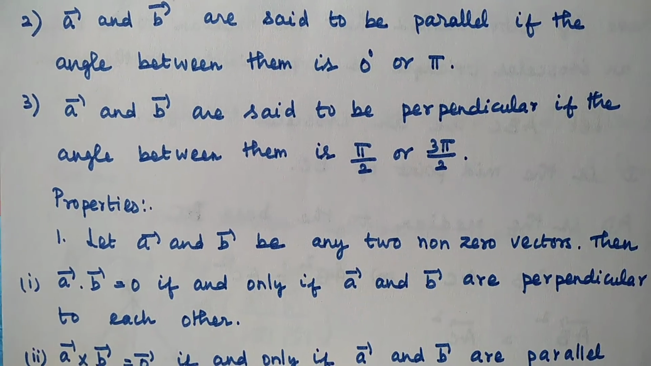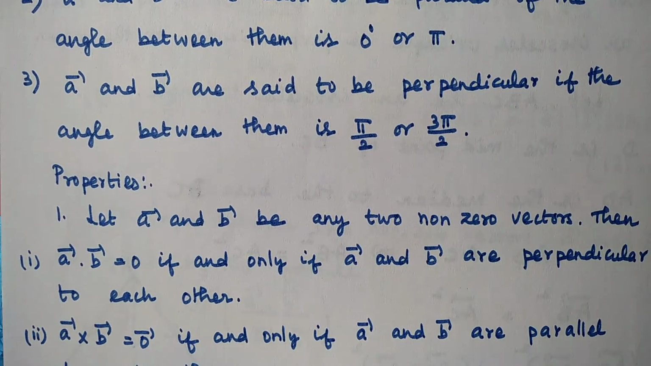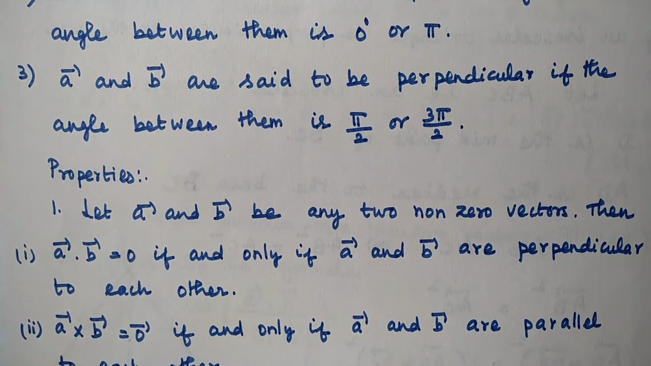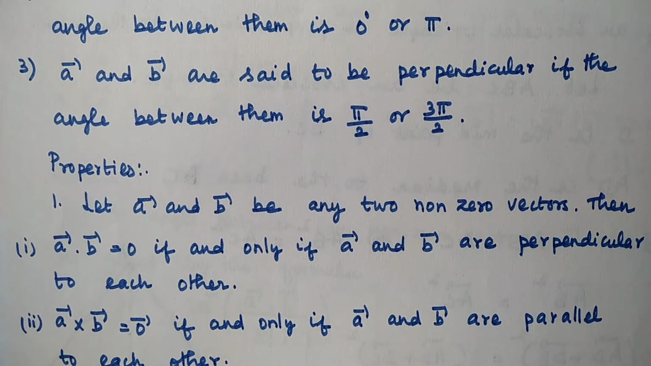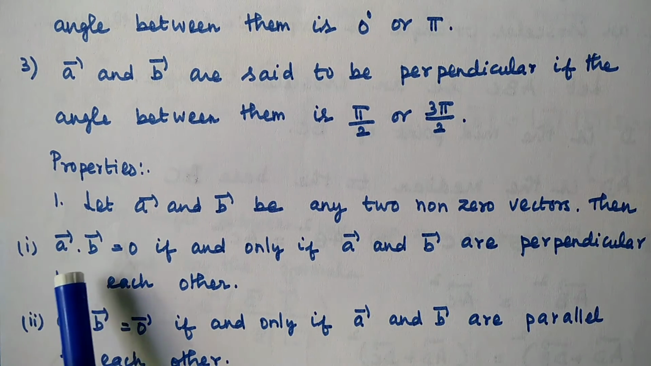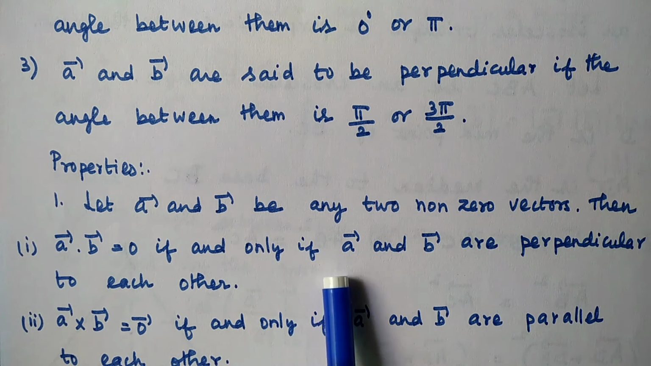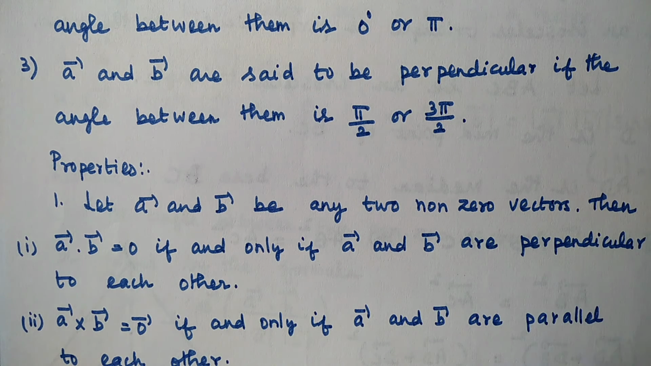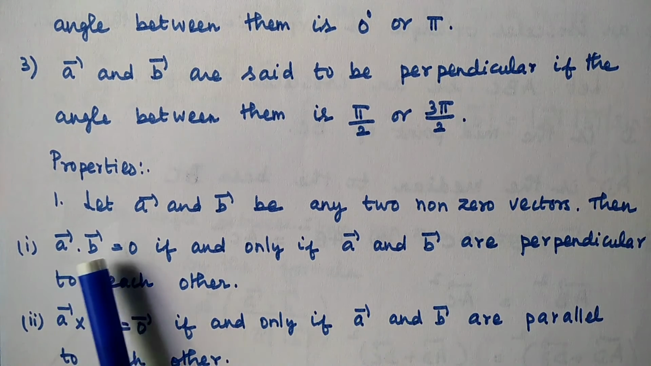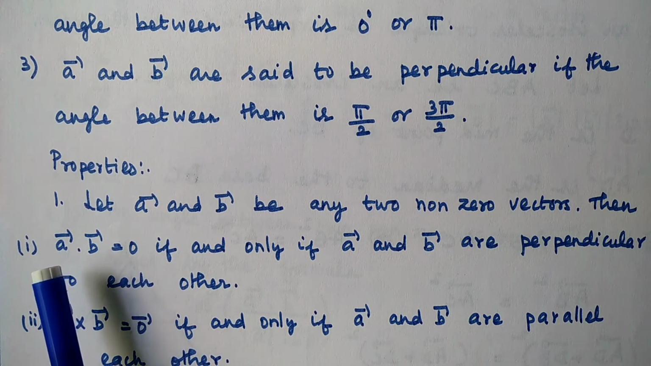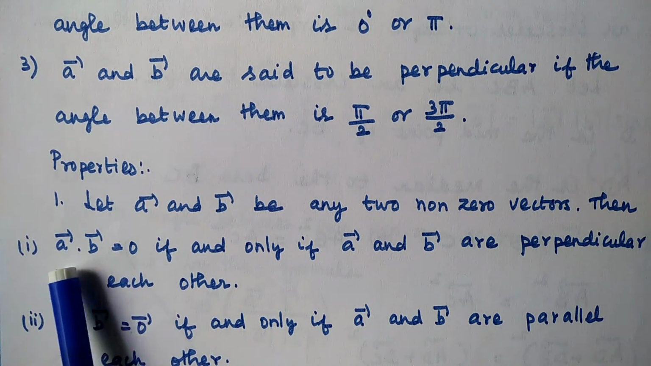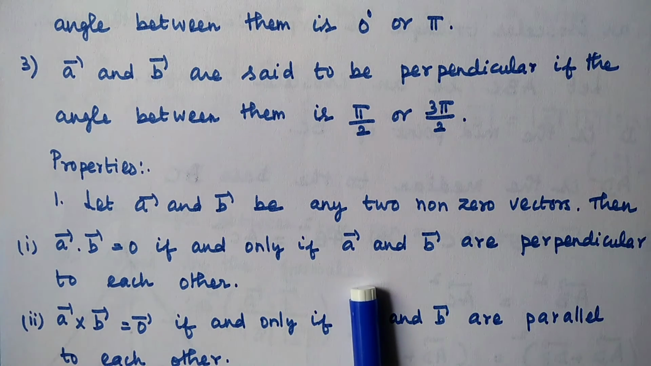Next, properties. Let a vector and b vector be any two non-zero vectors. Then, a vector dot b vector equal to 0 if and only if a vector and b vector are perpendicular to each other. So, if two vectors are perpendicular, a dot b equal to 0. Converse, if a dot b equal to 0, then a and b are perpendicular.